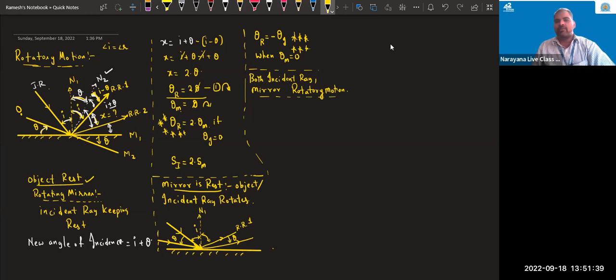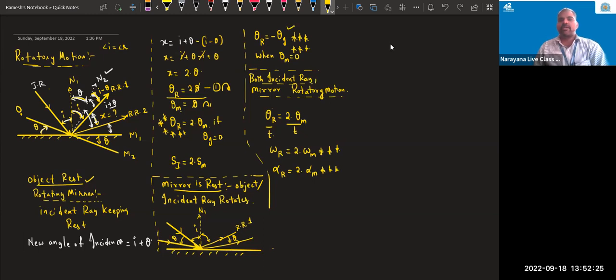Okay, before that, one small modification. What is the angular displacement of the reflected ray? 2 into angular displacement of the mirror, na? If you divide with time on either side, what will happen? Angular displacement by time. Angular velocity of the reflected ray equal to how many times? 2 times the angular velocity of the mirror. This is another modified format. If you again differentiate with time, you will get angular acceleration also. Angular acceleration of the reflected ray equal to how many times? 2 times the angular acceleration of the mirror.